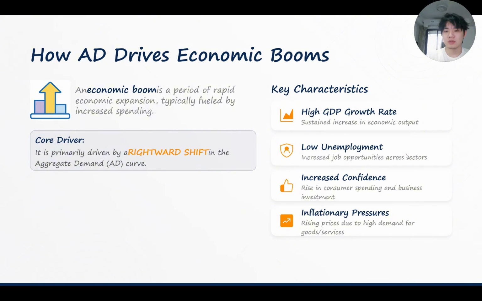So how does AD drive an economic boom? An economic boom is a time of fast growth, usually caused by a rightward shift in the AD curve. This shift leads to higher output, lower unemployment, and increased confidence, but it can also bring inflation pressures.